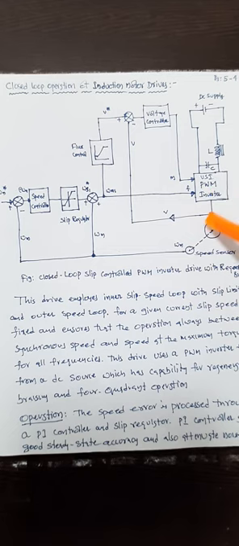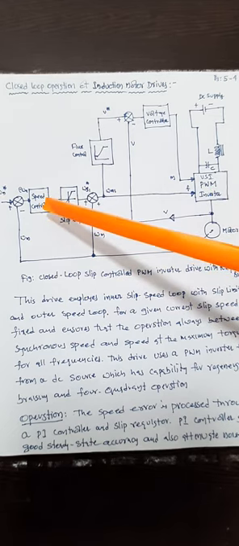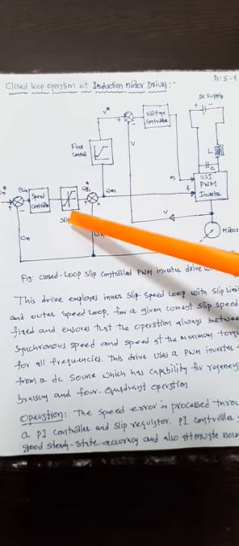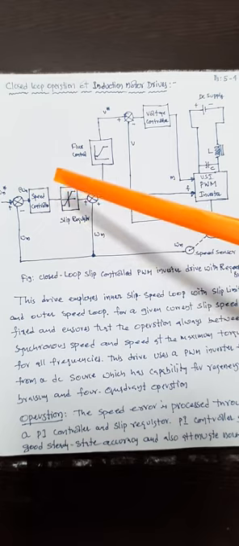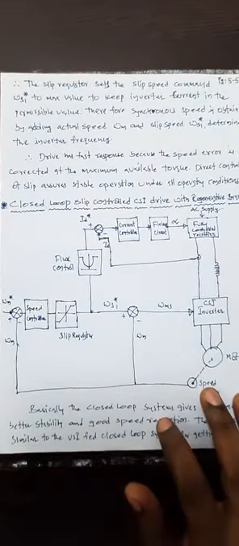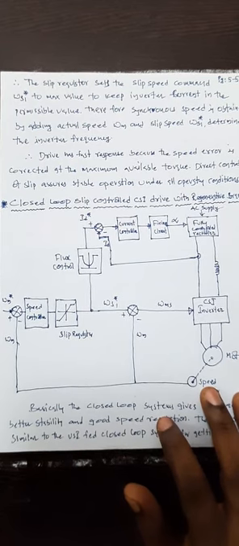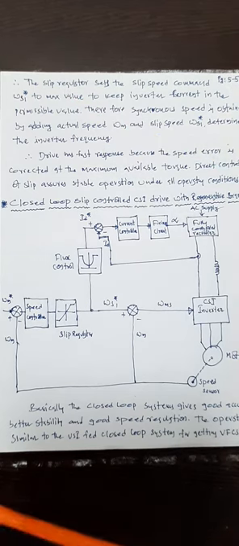The speed error is processed through the speed controller, which has a PI controller and a slip regulator. The PI controller gives good steady state accuracy and also attenuates the noise. The slip regulator sets the slip speed command omega s1. See here.